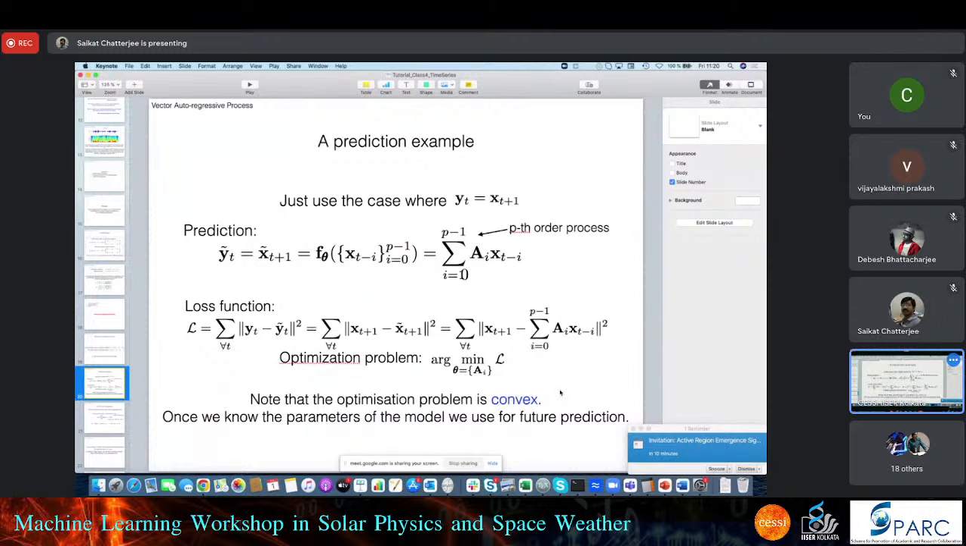Now, I have already told you this problem in the second class: this is an L2 norm and this is a linear problem, it's a convex problem. It's even a strongly convex problem. It has one global optimum solution. This is a minimization problem, so there exists one global minimum of this loss function. So it's a very stable solution. Once we know the parameters of this model, we use it for any future prediction. Straightforward.